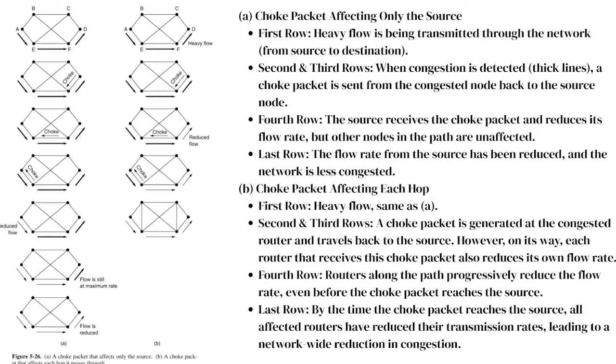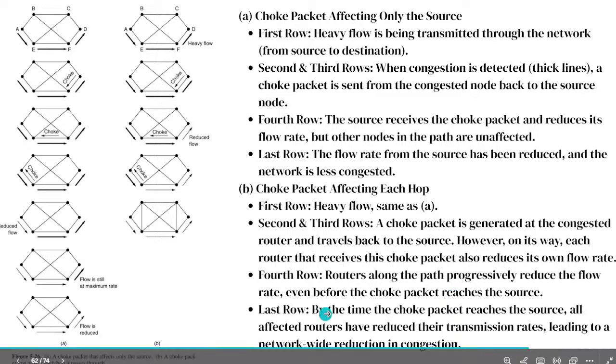Okay, so here a choke packet is generated at the congested router and travels back to the source. However, on its way, each router that receives the choke packet also reduces its own flow rate. So the routers along the path progressively reduce the flow rate even before the choke packet reaches the source. By the time the choke packet reaches the source, all the affected routers have reduced their transmission rate, leading to a network-wide reduction in congestion.